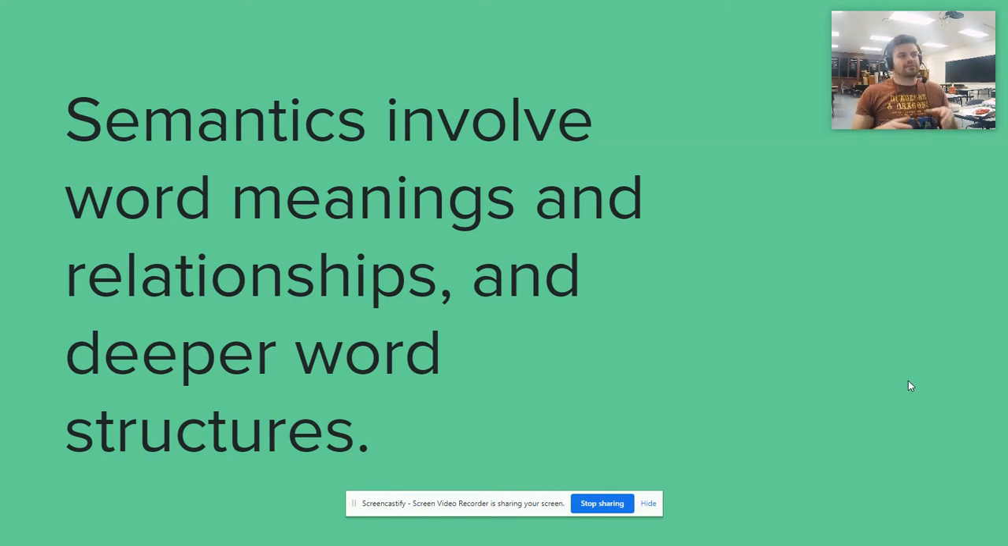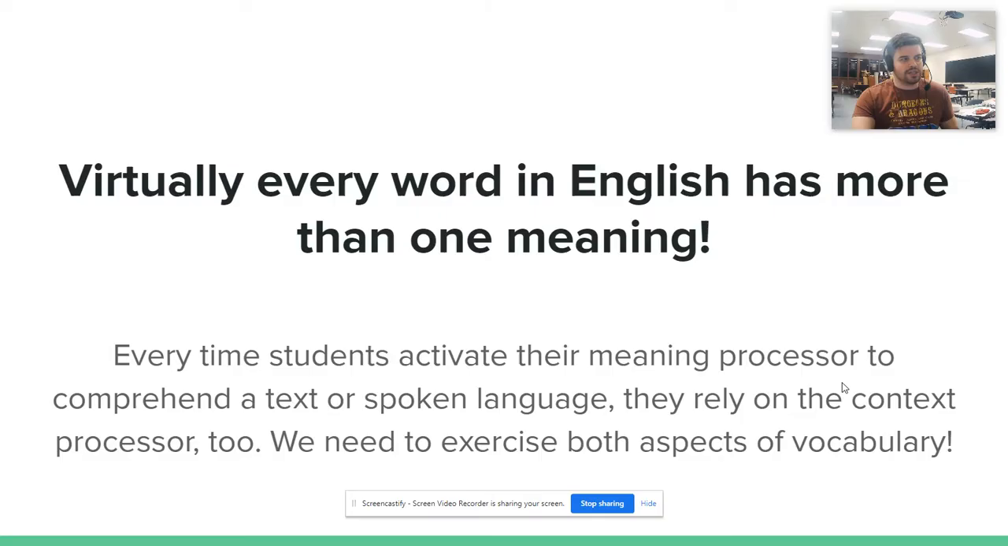So semantics involves word meanings and relationships and deeper word structures. And this activity is really designed to get at that and give the kids a model by which to practice using semantics. Because as you'll see in just a moment, they're going to have to actually rank and form a hierarchy of the words just like their brain already has. But they're making themselves conscious of it. And that, I think, is what's going to make the difference for a lot of kids.